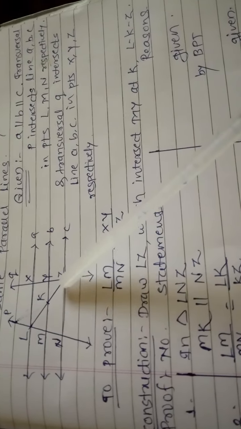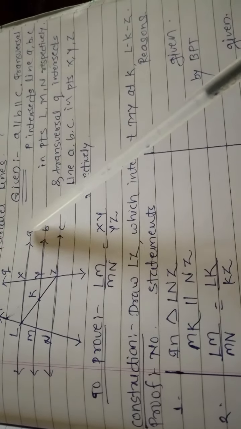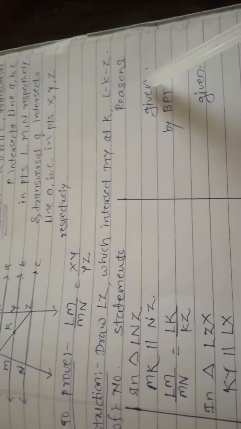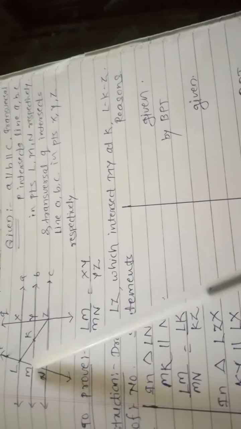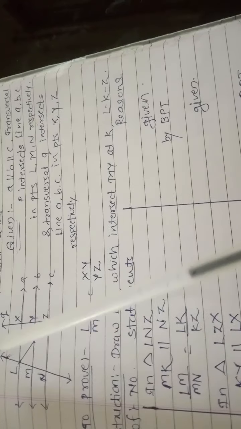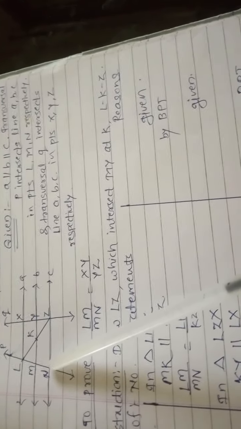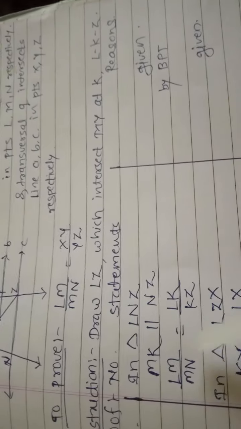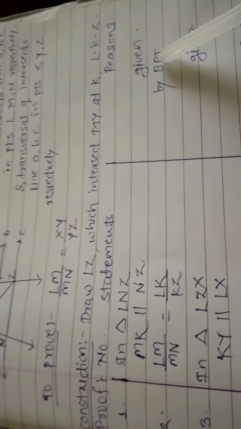Now see how we can prove this. In triangle LNZ, MK is parallel to NZ, since the three lines are parallel, which is given in your example. Now if one line is parallel to one side of the triangle, then these ratios are the same by BPT. That is, LM upon MN is equal to LK upon KZ. This one is by BPT.